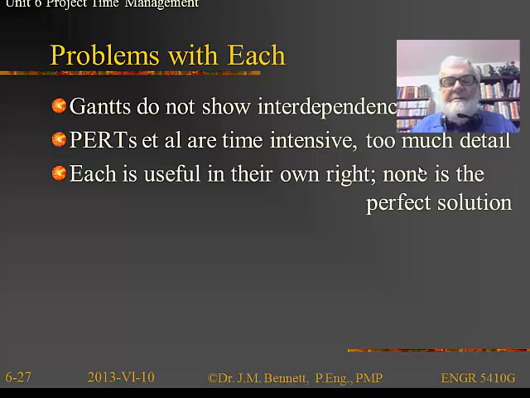Now, there is no perfect way of showing a graph. Each of the 3 different techniques we just mentioned has some advantages and disadvantages. Gantt charts don't show interdependencies very well. PERT charts, etc., are very time intensive and tend to have too much detail. Milestone charts tend not to have much detail at all. Now, each is useful in its own right, and we will use one of the 3 approaches depending on our audience and our stakeholder tolerance for detail or lack of detail. And in fact, in any good project management tool like Microsoft Project, you can ask for a Gantt or a PERT or a milestone chart at any time.